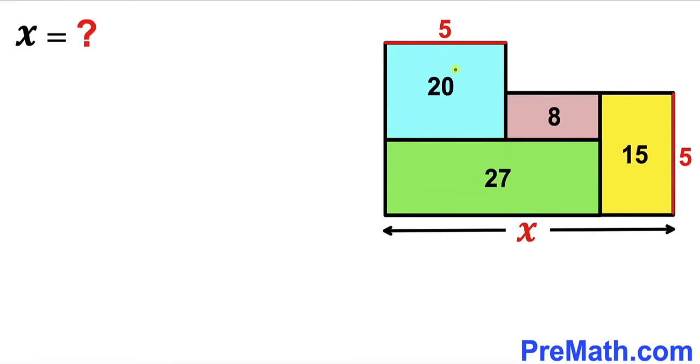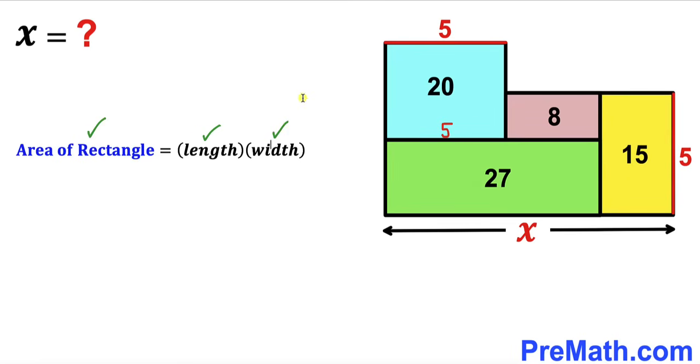Here's our very first step. Let's focus on the blue rectangle. We know its side length is 5, so this side length is going to be 5 units as well. Now let's focus on the yellow rectangle and recall the area of a rectangle formula: area equals length times width. The area of this yellow rectangle is 15 and this side length is 5. So this side length of the yellow rectangle is going to be 3 units, since 3 times 5 is going to give us 15.